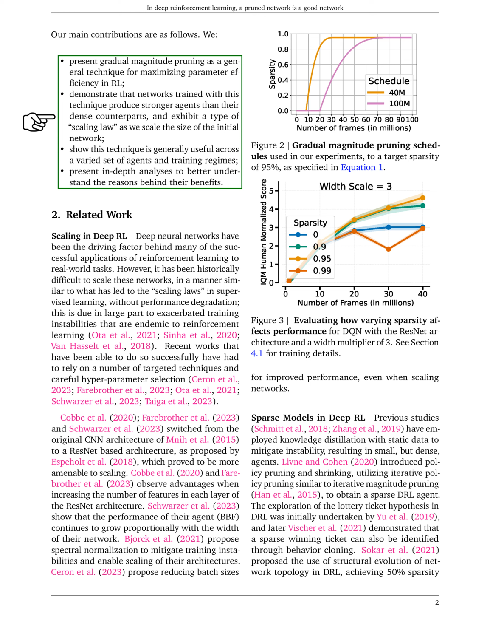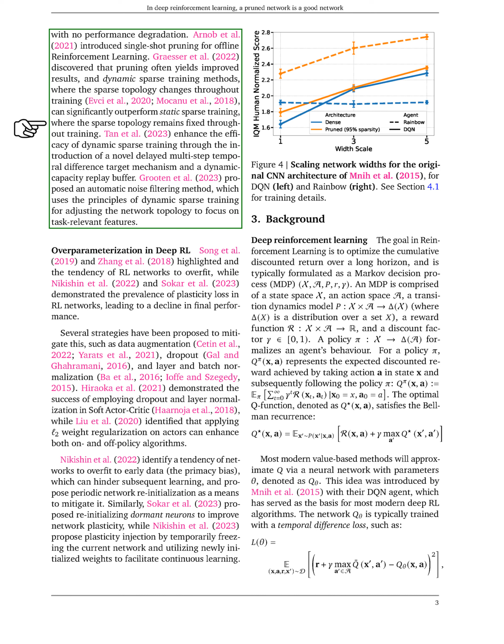Sparse models in deep RL have also been explored, with previous studies using knowledge distillation, policy pruning, and the exploration of the lottery ticket hypothesis to achieve sparsity without sacrificing performance. Dynamic sparse training methods, which allow the sparse topology to change during training, have shown significant advantages over static methods. Techniques like delayed multi-step temporal difference targets and dynamic capacity replay buffers have enhanced the effectiveness of dynamic sparse training.